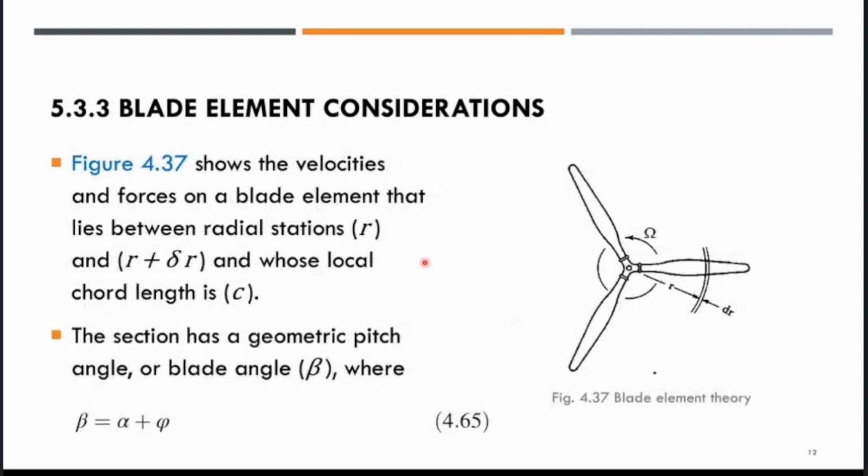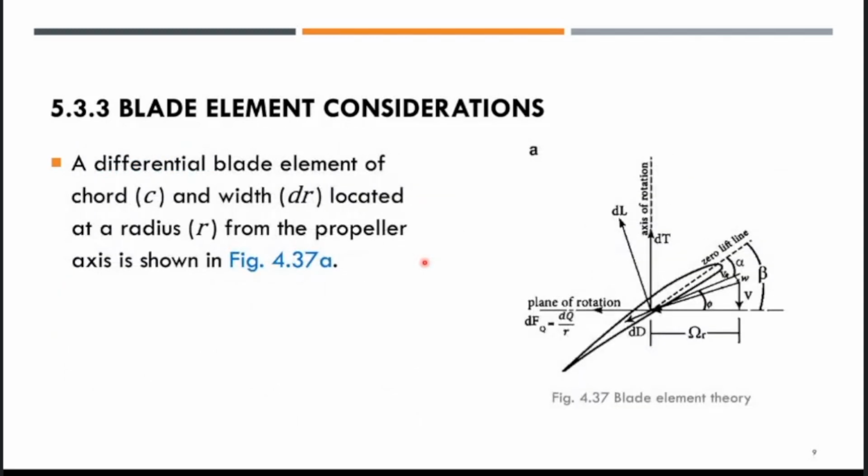Let us just quickly go back to here, where you want to see where the angle of attack actually is. This is alpha, this is beta, and phi is actually the direction of the W component, the induced velocity. All right.